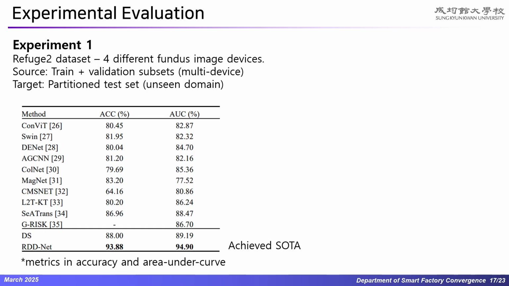So first we'll see the first experiment, which only uses the Refuge2 dataset. We can see here in the table that RDD-Net at the bottom there achieved SOTA, beating all other previous methods in terms of the accuracy and also the area under curve. So we can see here RDD-Net is actually pretty good and improves upon other previous methods in the past.